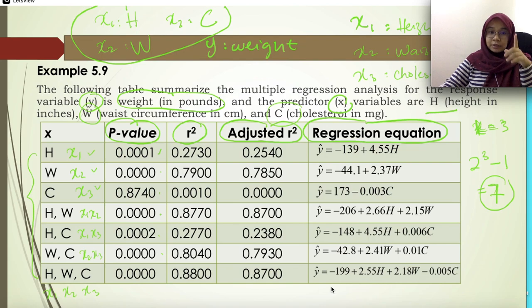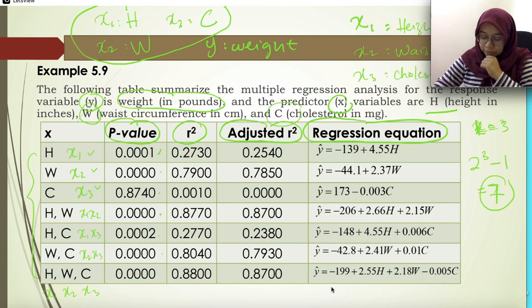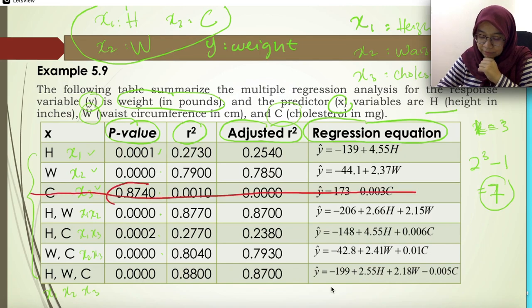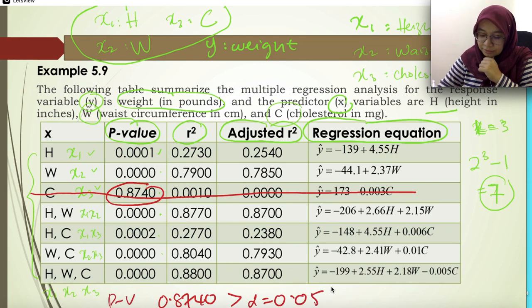Okay, first, what do we look at? We look at the smallest p-value. So here, C you can discard. Why? Because the p-value for C is 0.8740, which is greater than alpha. Because it is greater than alpha, C is not significant. So any combination with C you can discard because C is not significant.